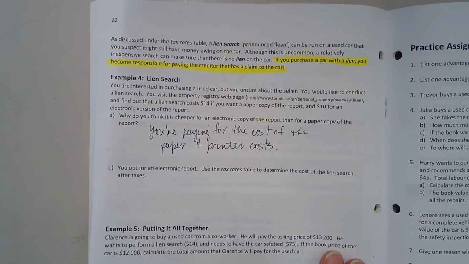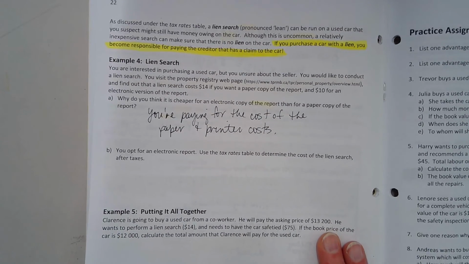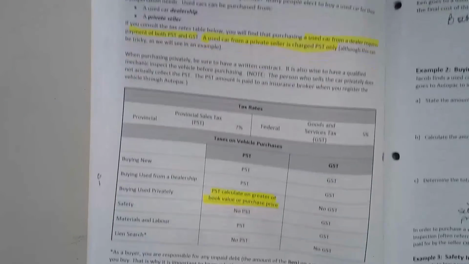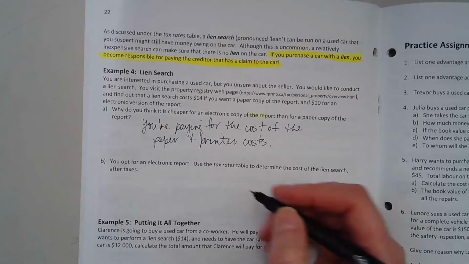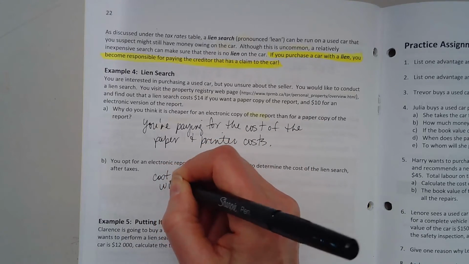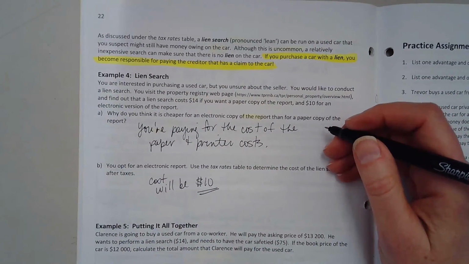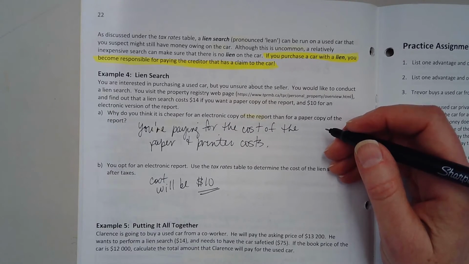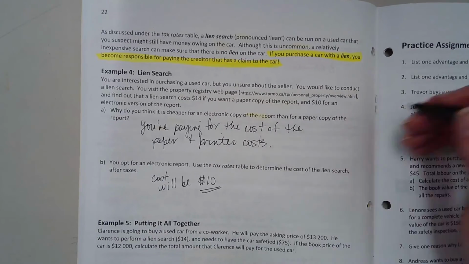Okay, you opt for an electronic report. Use the tax rates to determine the cost of a lien search. Okay, what does it say for lien searches? No PST, no GST, so it's just a straight $10, right? Cost will be $10. So really, these aren't difficult. These just require going to the chart and reading the right categories, right? Off the chart, find the right spot.